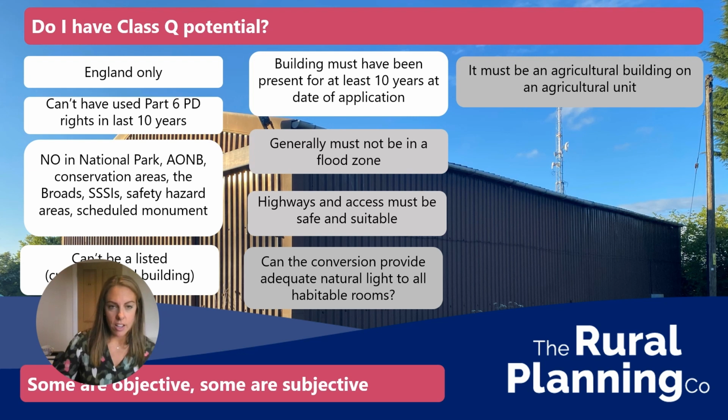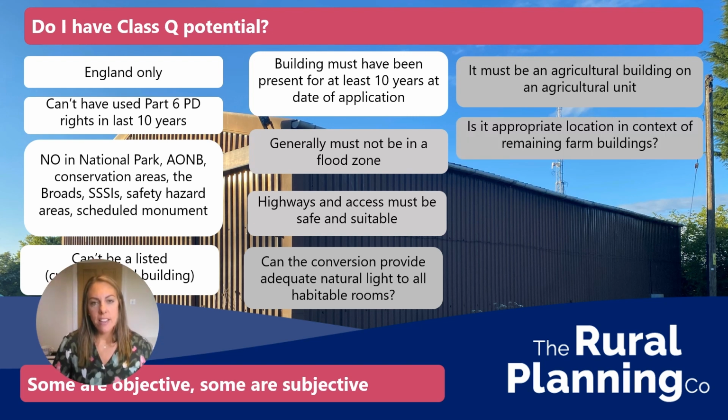This is something that does get questioned quite a lot in Class Q. The building has to be an agricultural building on an agricultural unit. And of course, you could ask all day long what constitutes an agricultural building and what constitutes an agricultural unit. I am going to talk about that in another slide. And again, I think we'll probably cover it in some more questions as well, because there were quite a few on that.